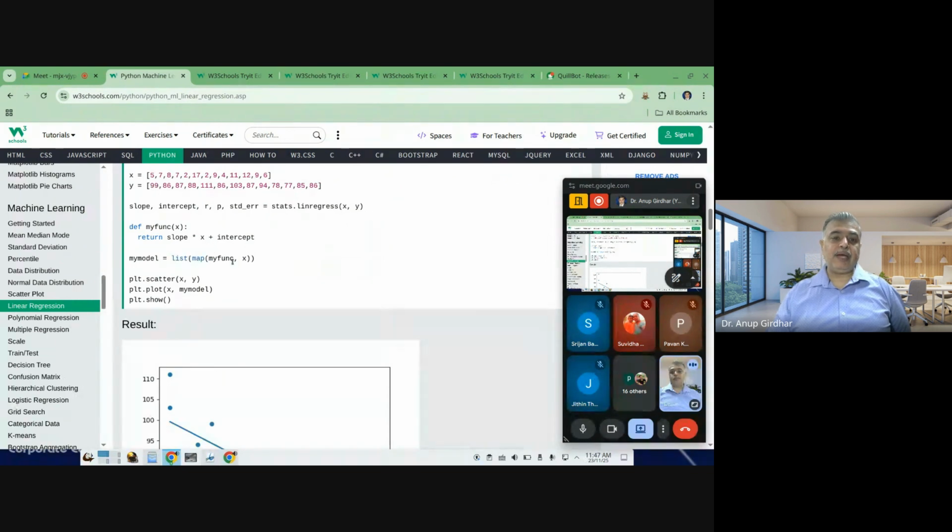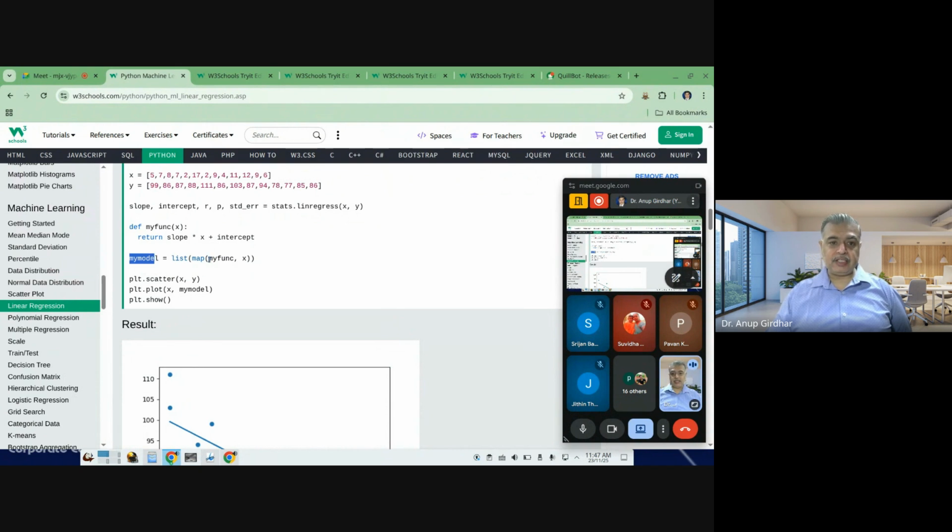So with this map method, we'll pick x values one by one, place each value in this function, and this function will return an output in the form of a list, and that list of values goes to my model. This is how you get a model. Okay, this is the way you get the model.